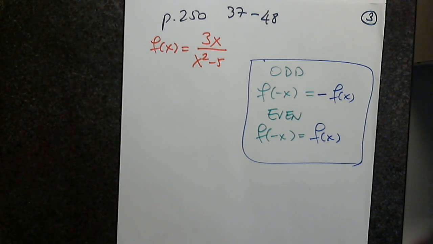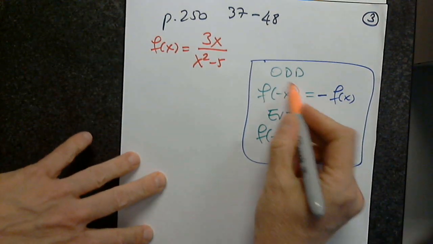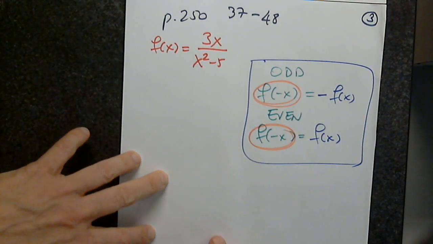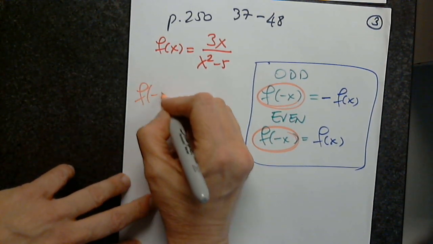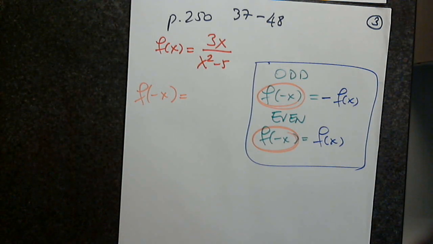Notice what is important here and what is the common piece. This is the common piece. This is my starting point, therefore I need to find f of negative x. So can anyone tell us what this means? It's identical with saying find f of 5. So how will you find f of 5? 3 times 5 over 5 squared minus 5.